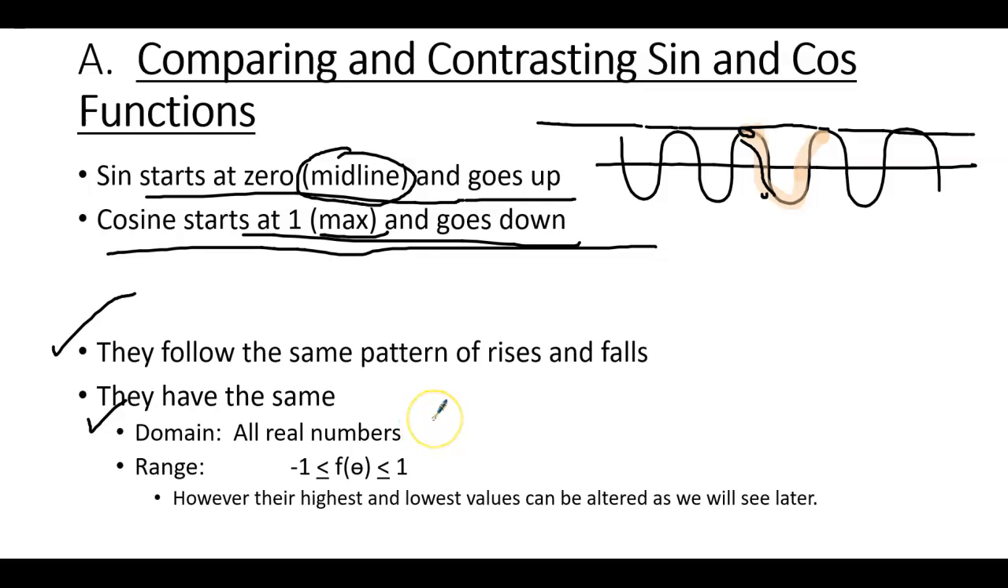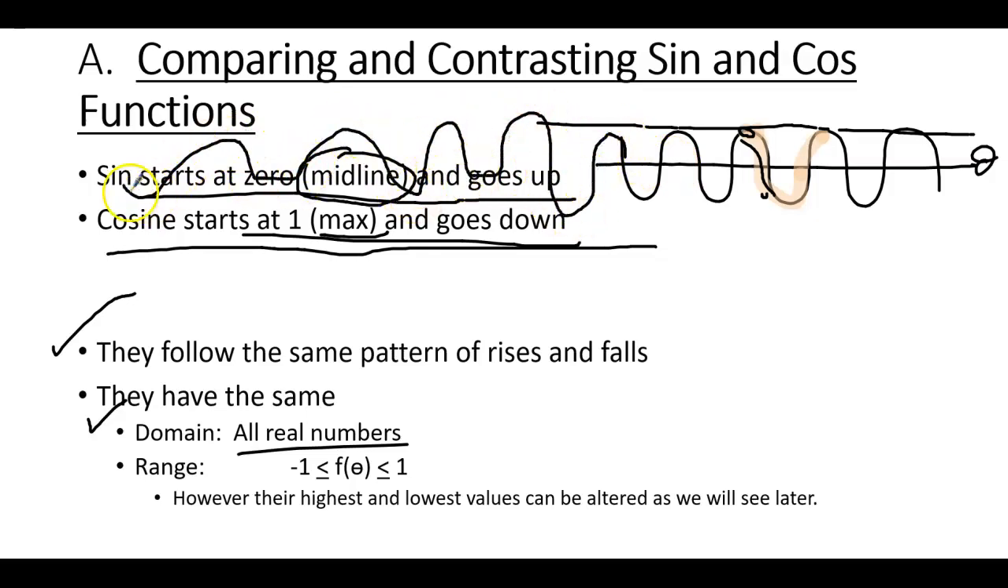Domain, in case you guys forgot, is all the possible values of x. Well, in this case, my input, the horizontal axis, is x. Well, there's no angle you're not allowed to plug into for sine or cosine. So you just kind of get this pattern. It goes on forever. You always have an answer. It's somewhere off in infinity.